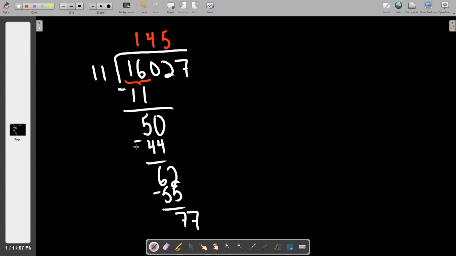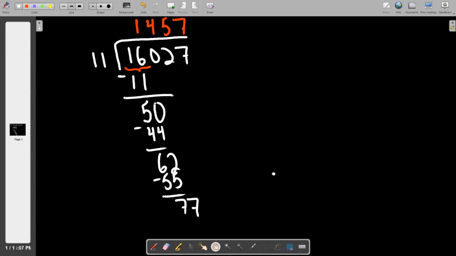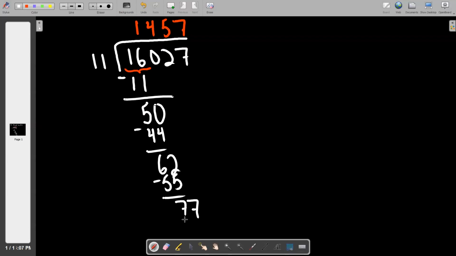Bring down the 7. How many times does 11 go into 77? 7. And what is 7 times 11? 77. So in this case, I'm going to get another, as advertised, no remainder. I took great care today to make sure that nothing would have a remainder. You won't start seeing remainders, I hope, until Monday.